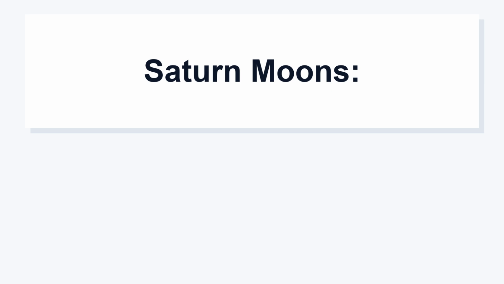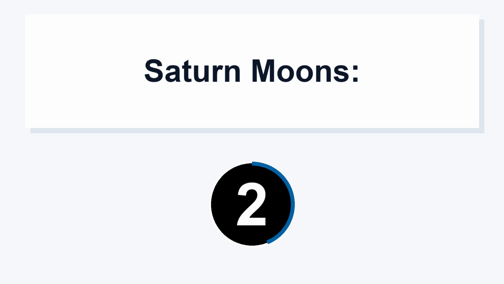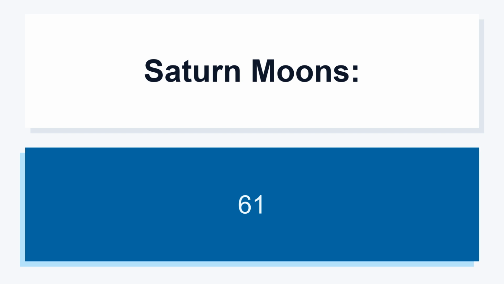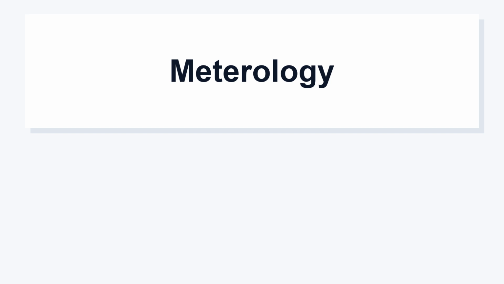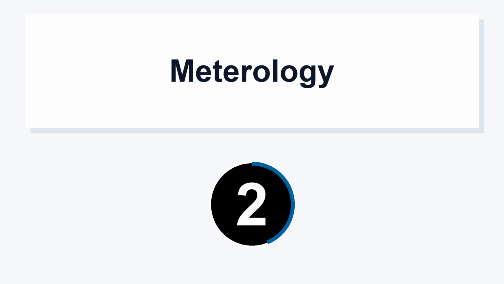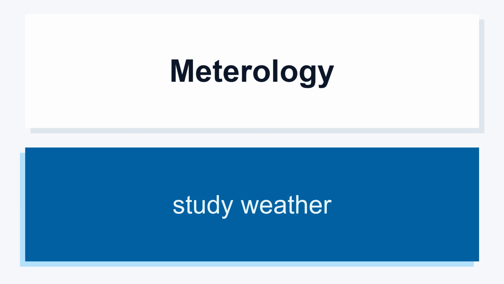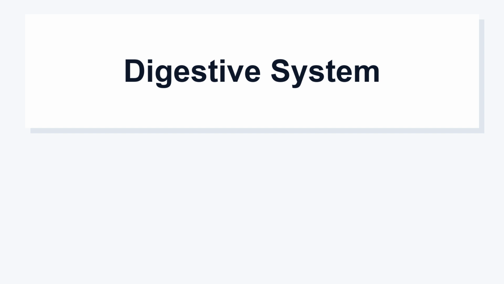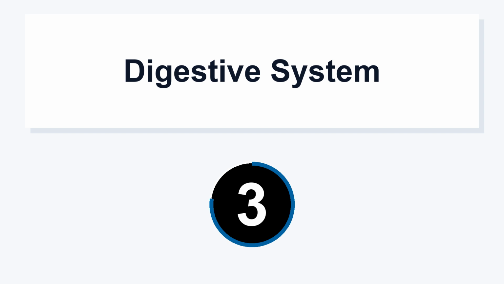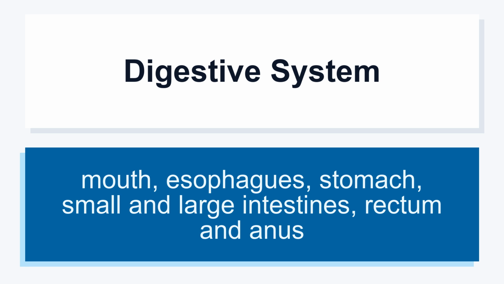Saturn moons: 61. Meteorology: study of weather. Digestive system: mouth, esophagus, stomach, small and large intestines, rectum and anus.